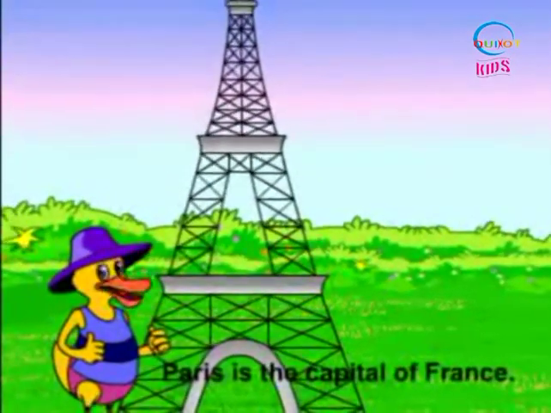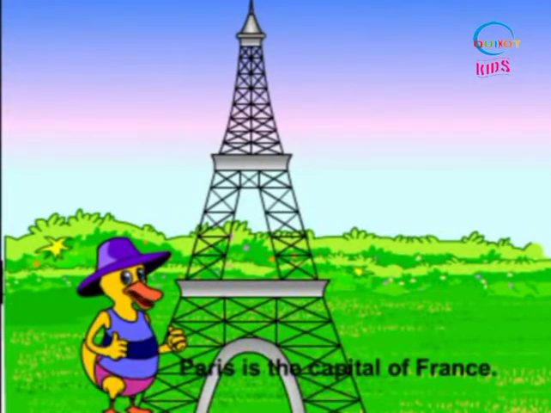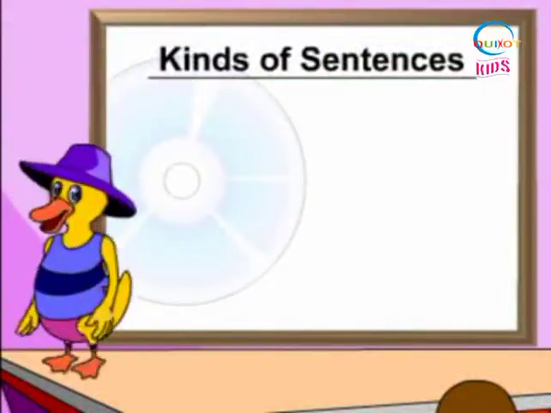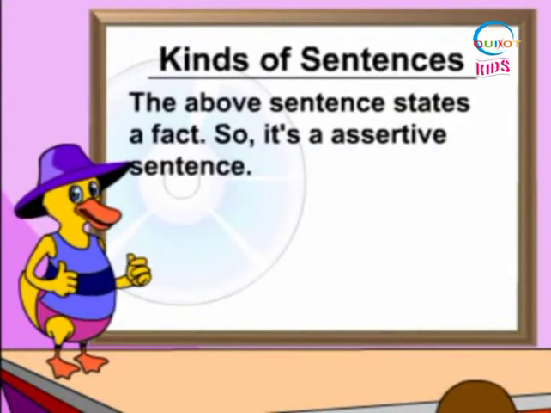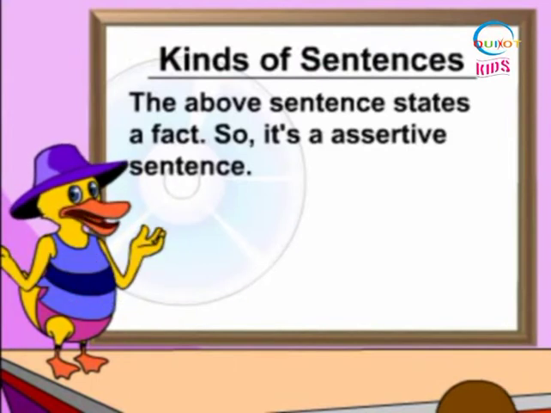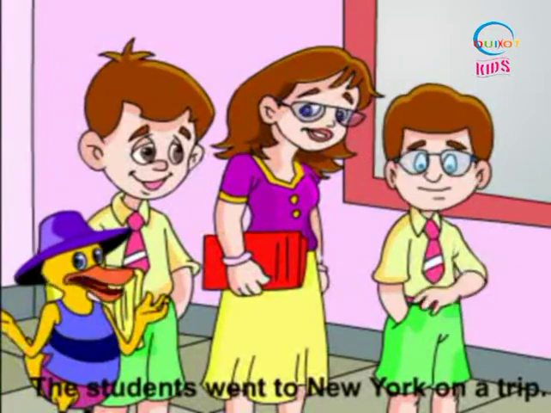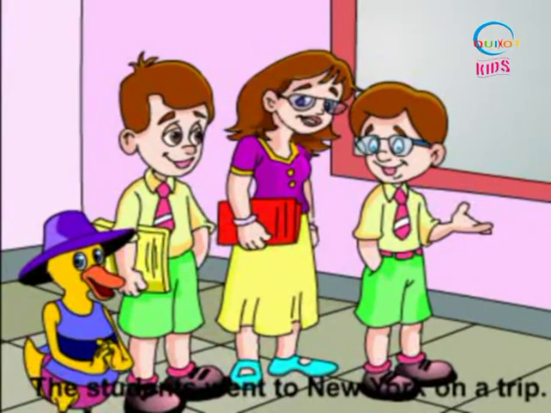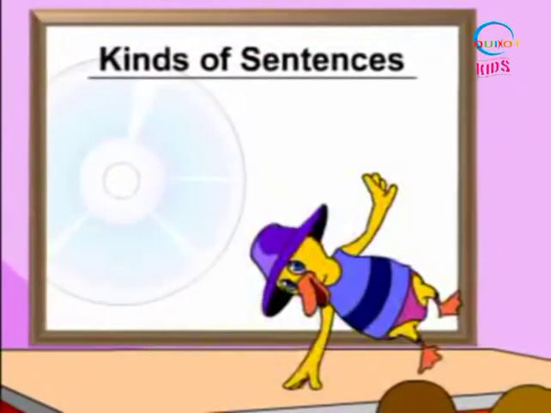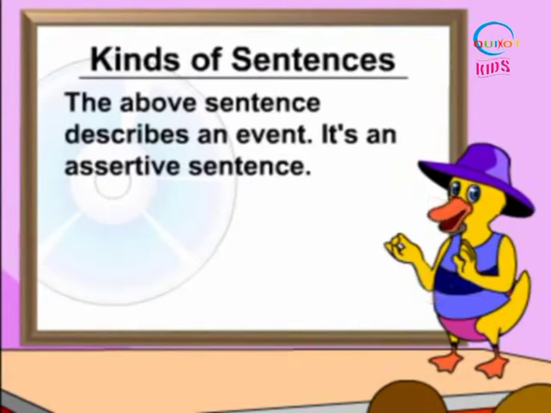Paris is the capital of France. The above sentence states a fact, so it's an assertive sentence. The students went to New York on a trip. The above sentence describes an event. It's an assertive sentence.